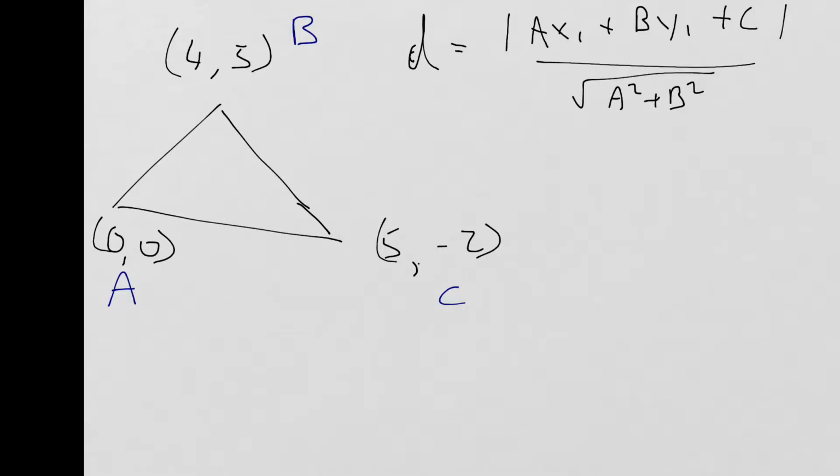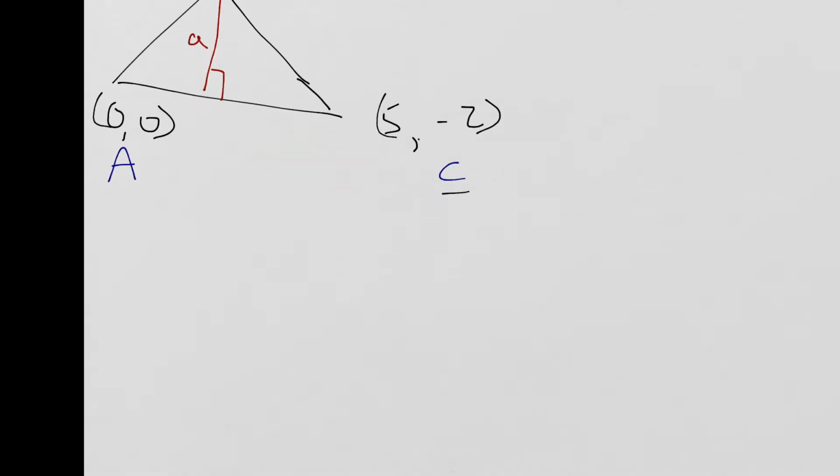Alright class, so here's problem number 60 on page 731. You're given 3 points, A, B, and C. We're told to find the altitude, and that's part B, and then use that altitude to find the area. And hopefully remember that the area of a triangle is base times height divided by 2.